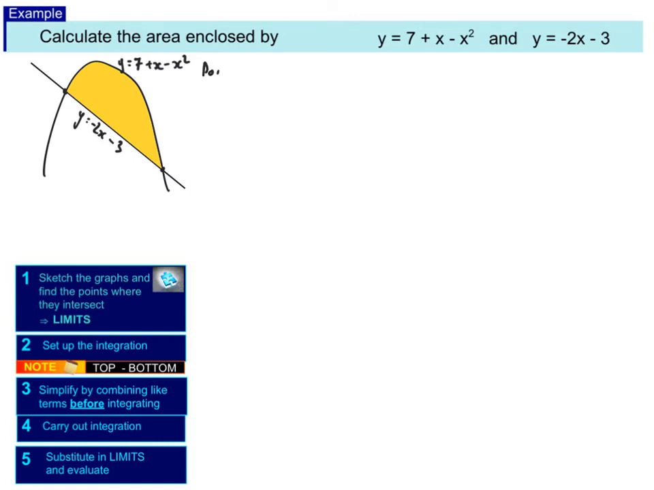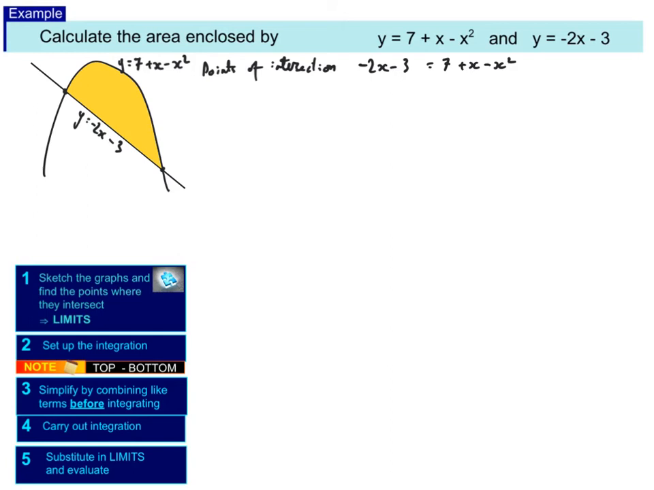So my points of intersection are when one function is equal to the other. So I'll say the straight line is equal to the parabola, and I need to bring all of this over to one side and solve, because I've got a quadratic equation there.